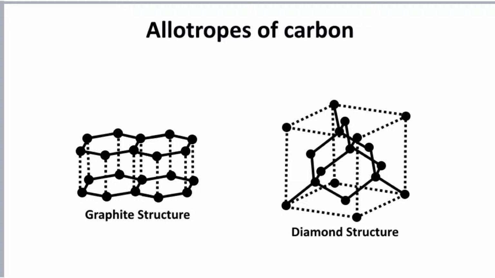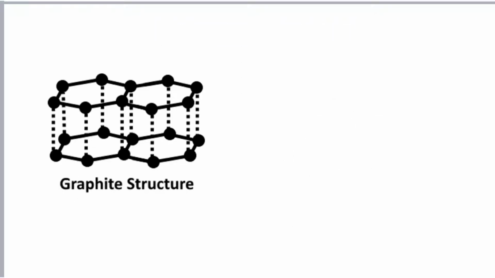So graphite and diamond are both solid forms of the element carbon. As you can see from the diagrams, their atoms, which are all of carbon, are linked in different ways. And that gives the two very different properties. So they're called allotropes, and they are different forms of carbon. So let's start off having a look at graphite.